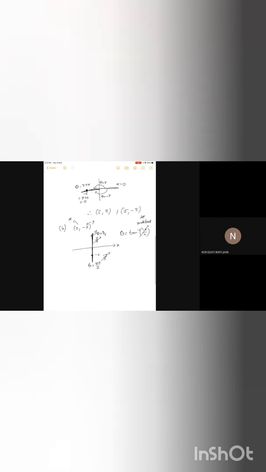What is our r? So r is the square root of 0 squared plus negative 2 squared, which will be 2. So we have 2 and 3 pi over 2. Okay, that one is the counterclockwise direction. How about the clockwise direction? So clockwise direction, this one will be negative pi over 2. So 2, negative pi over 2.